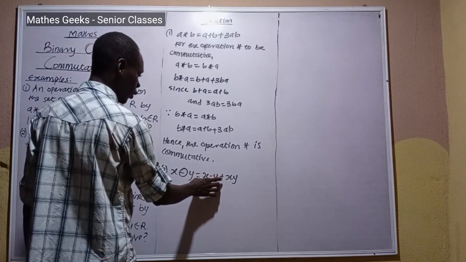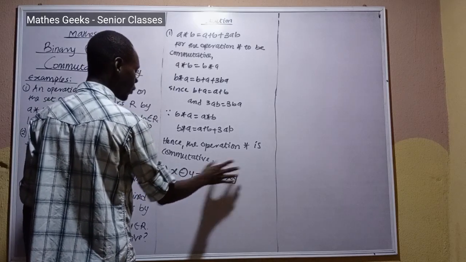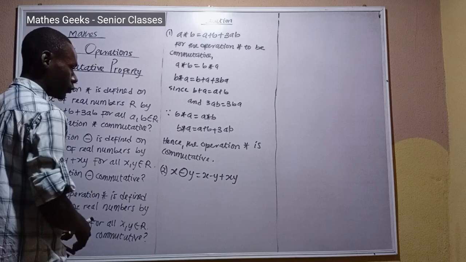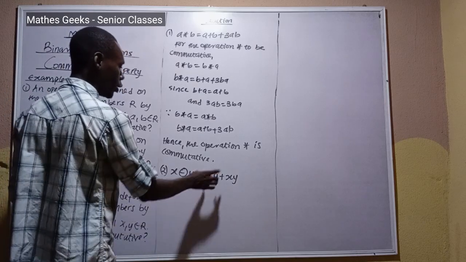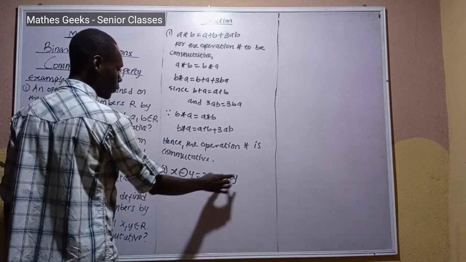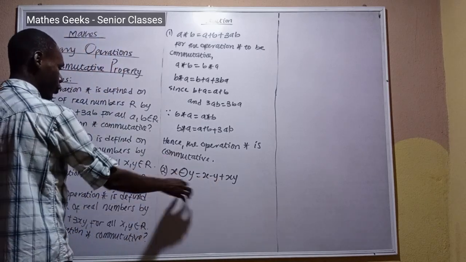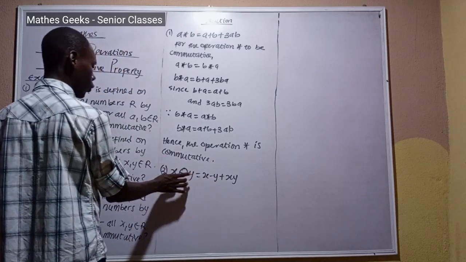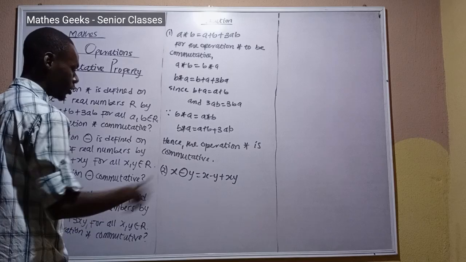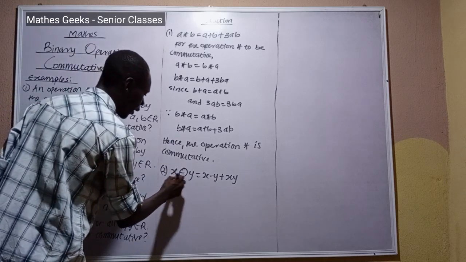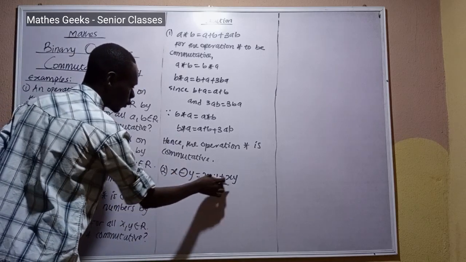You have the subtraction and multiplication. So it's just for you to deduce whether it's commutative or not. You know that this part is not commutative, but this part is commutative. So because this part is not commutative, generally this operation O is not commutative. But let's find that. So x O y is x - y + xy.